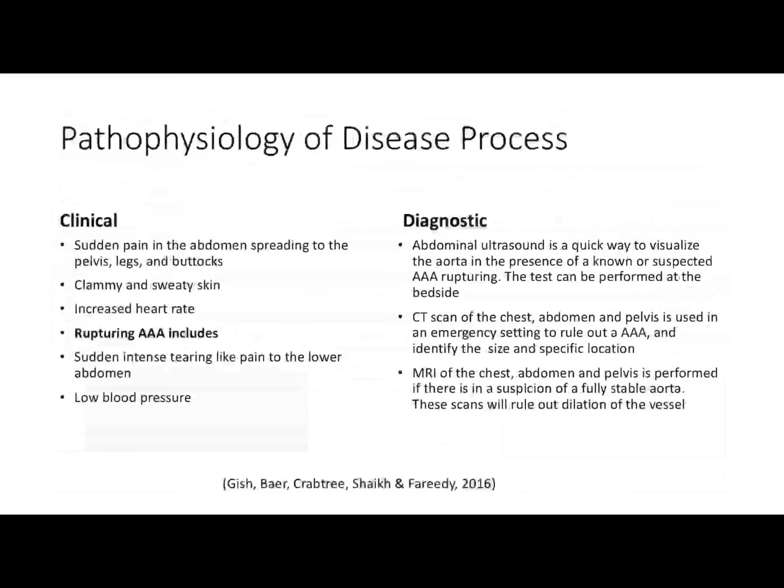An MRI of the chest, abdomen, and pelvis is performed only if there is a known stable AAA less than 3 centimeters to rule out AAA. An MRI shows an in-depth working of the vascular system and shows a propensity for the AAA to become unstable or rupture.